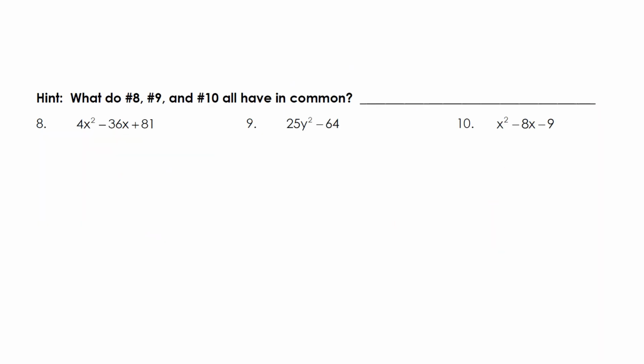8, 9, and 10 were the last ones that we did on day 2. So really quick, we have a hint. What do 8, 9, and 10 all have in common? Something I do want to make crystal clear right now. Looking at number 9, it only has 2 terms, but just remember this is the same thing as 25y squared plus 0y. It's missing that bx term, minus 64.